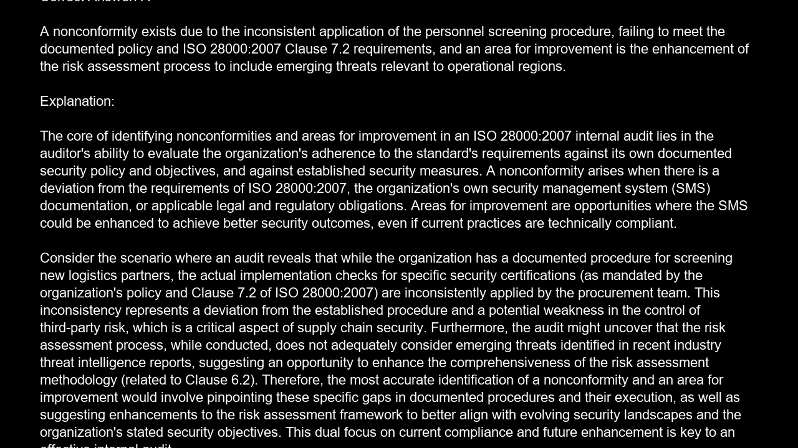Therefore, the most accurate identification of a nonconformity and an area for improvement would involve pinpointing these specific gaps in documented procedures and their execution, as well as suggesting enhancements to the risk assessment framework to better align with evolving security landscapes and the organization's stated security objectives. This dual focus on current compliance and future enhancement is key to an effective internal audit.